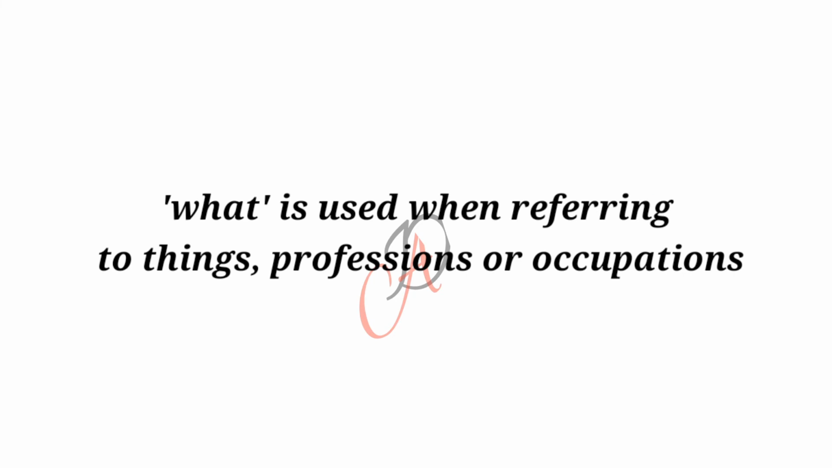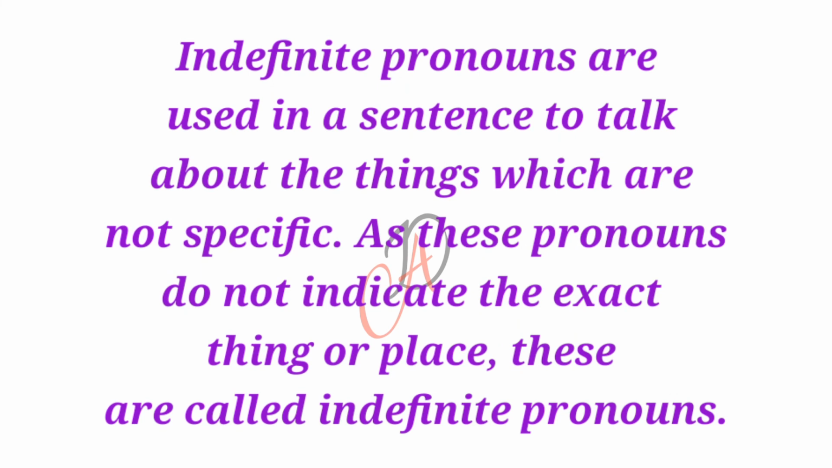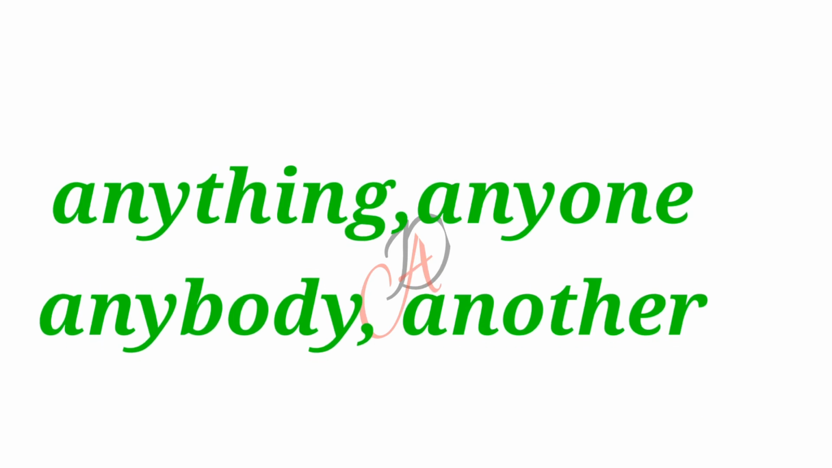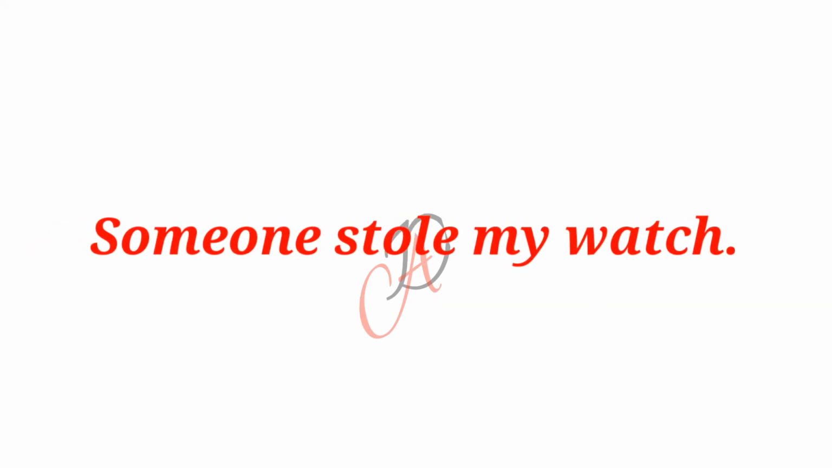Okay, let's move to the next type of pronoun, that is indefinite pronoun. It is a pronoun used in a sentence to talk about things which are not specific. As these pronouns do not indicate the exact thing or place, they are called indefinite pronouns. Some of the indefinite pronouns are anything, anyone, anybody, another, etc. An example of an indefinite pronoun is: someone stole my watch. And in the given sentence, someone is an indefinite pronoun because it does not indicate the exact person or thing.